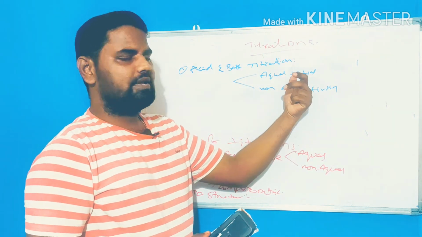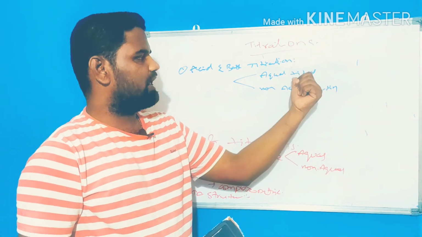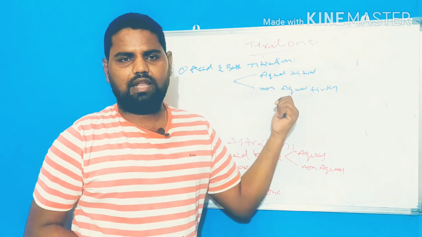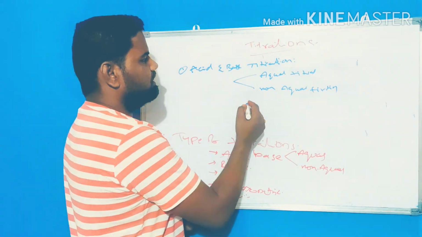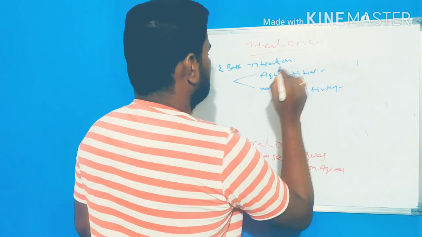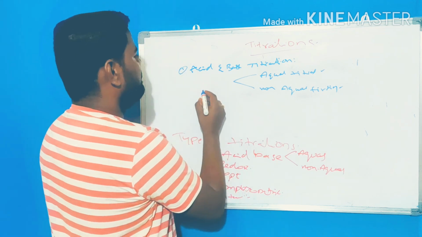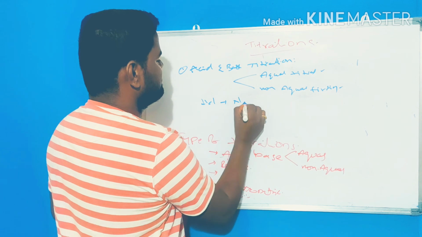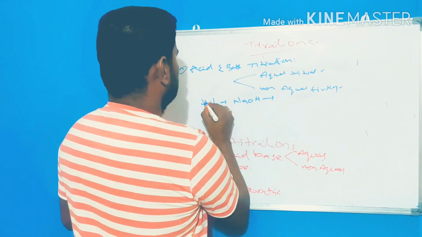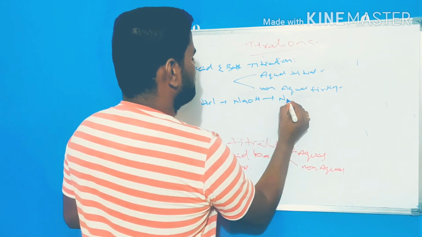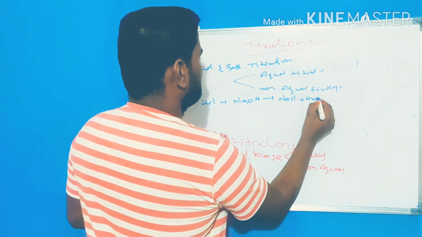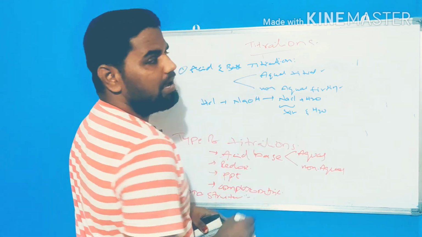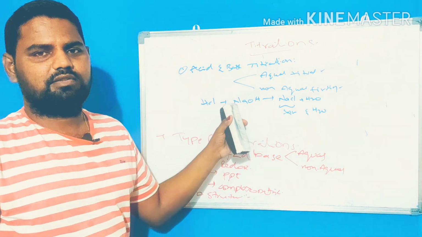The same applies here. The substance which is soluble in water is aqueous, and the substance which is not soluble in water is non-aqueous. Example: acid HCl, base NaOH. Here it forms NaCl plus H2O, salt and water. This is called acid-base titration.